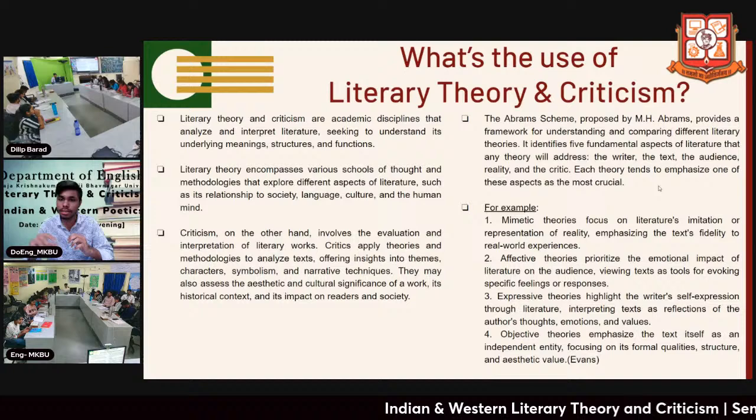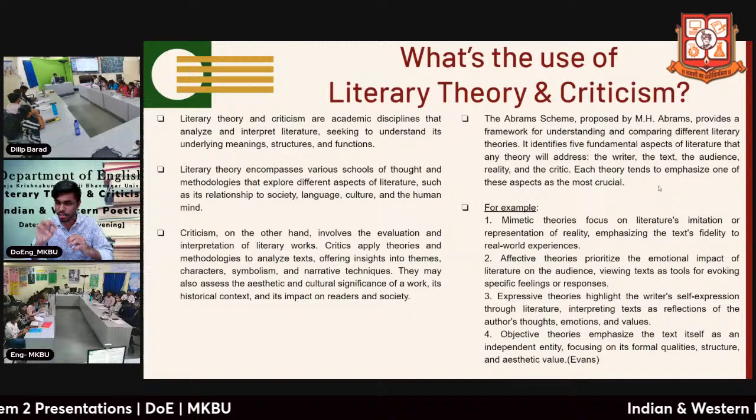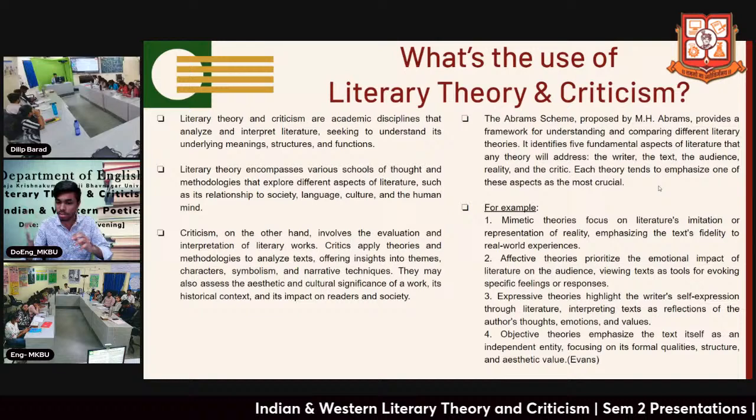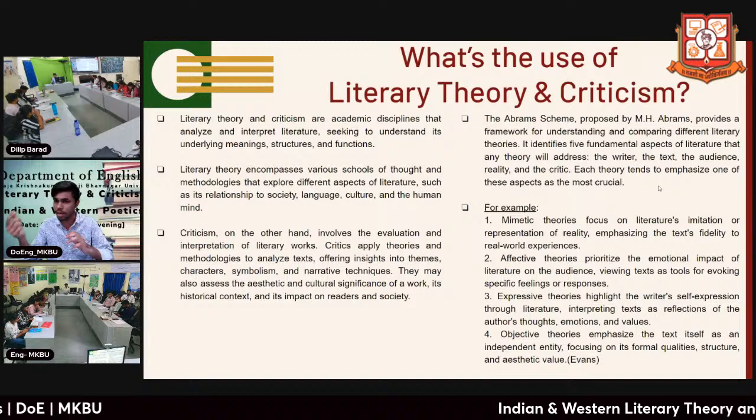It identifies the five fundamental aspects of the literary that any theory will address. The first is the writer, second is the text, third is the audience, fourth is reality, and fifth, the important one, the critic. They also give the example of the different theories: the mimetic theories, effective theories, expressive theories, and objective theories. Those theories are well connected with these five fundamental aspects of literary theory.